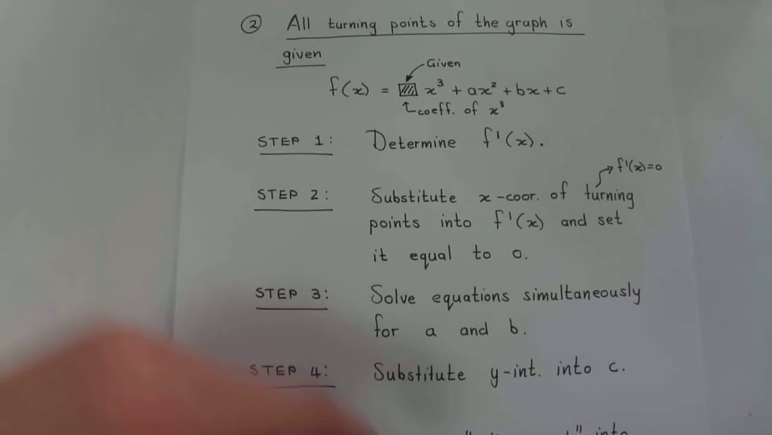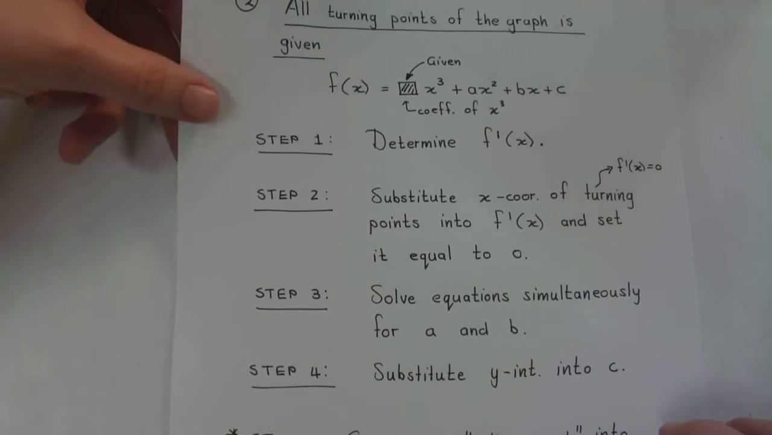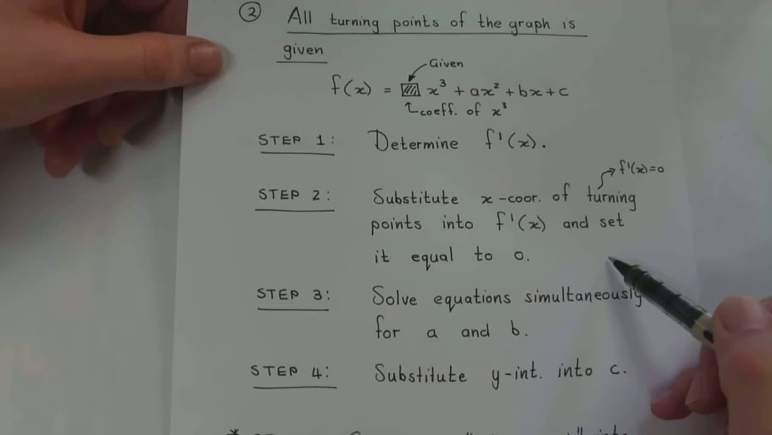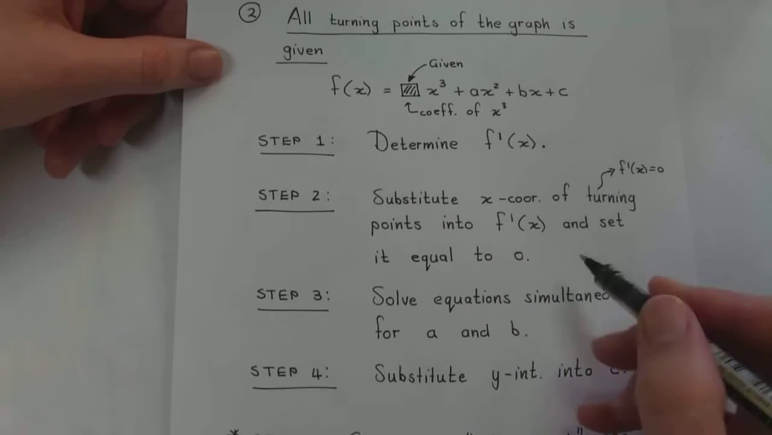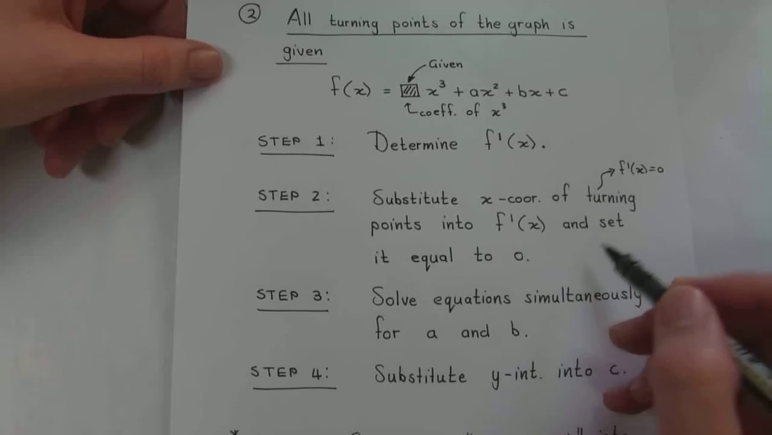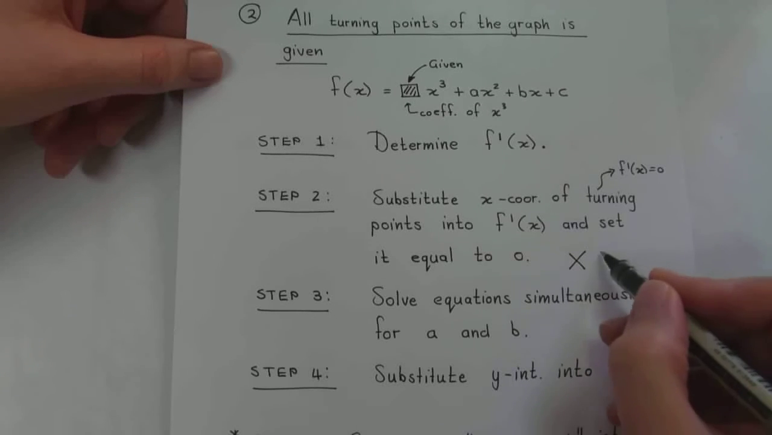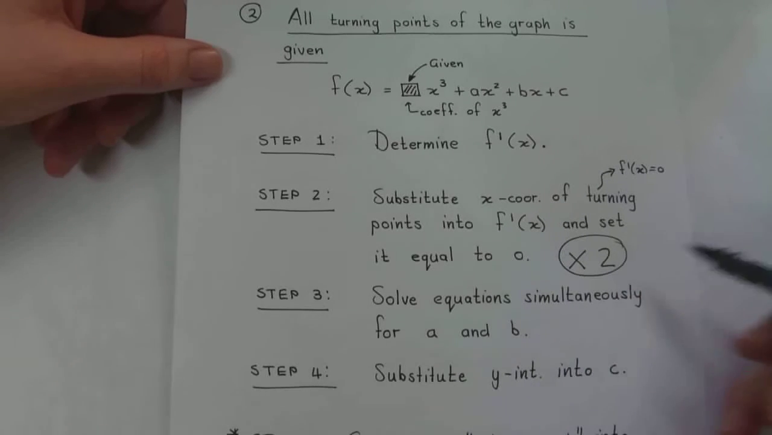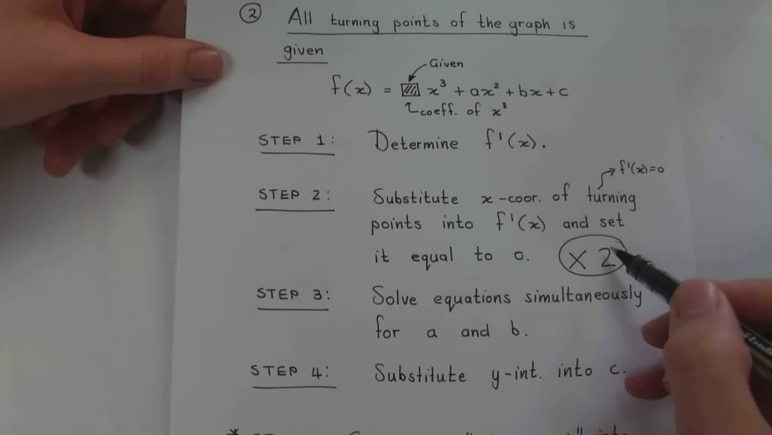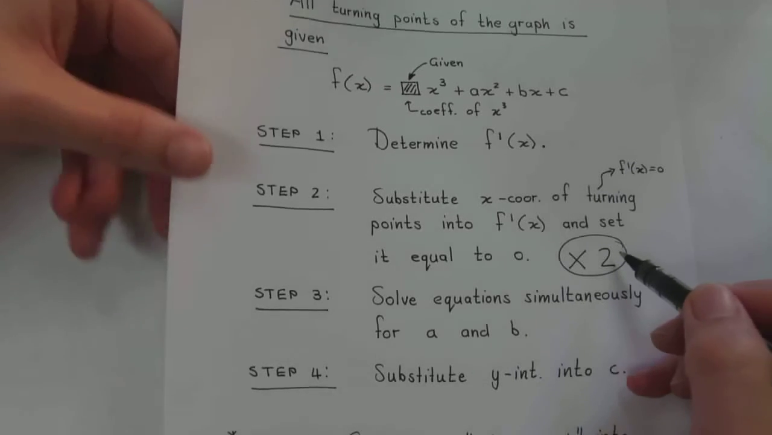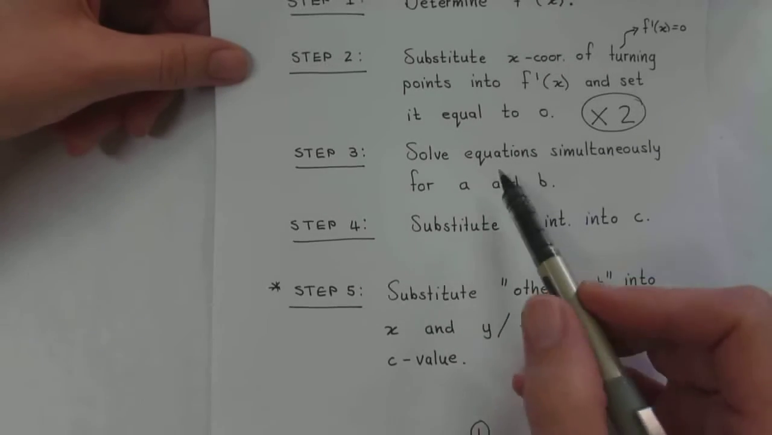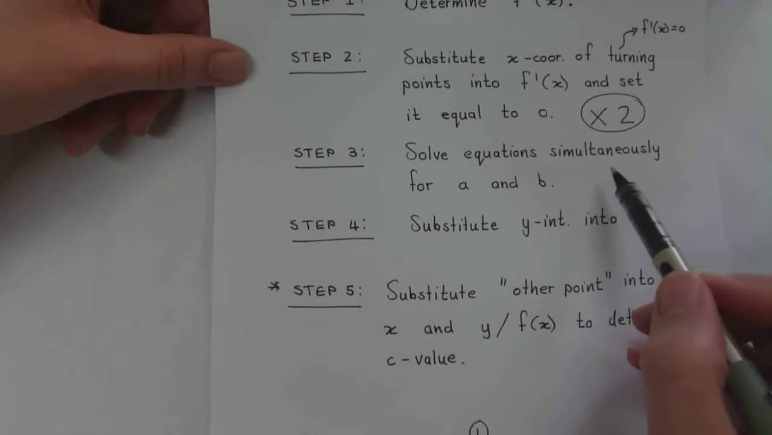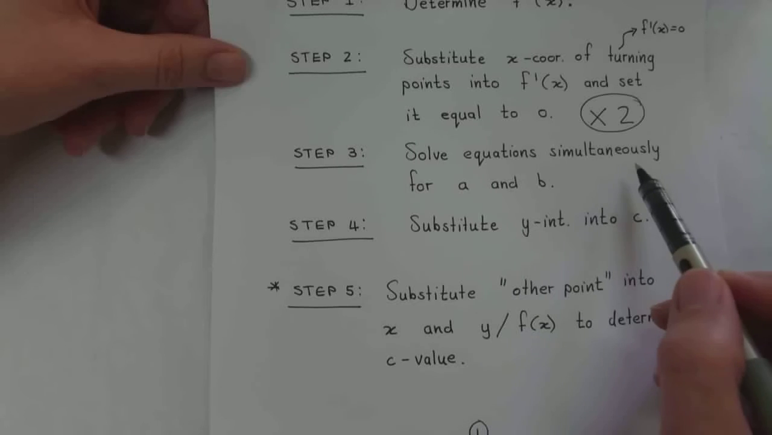Okay, so we'll get to that. Then what happens is you will get 2 equations over here. And the reason you'll get 2 equations is because they've given you both turning points. So because they've given you both turning points, this step has to be done twice. Once for the first turning point and then a second time for the second turning point. So you'll have 2 equations. Now those 2 equations will both contain a and b, which means they will have to be solved simultaneously.